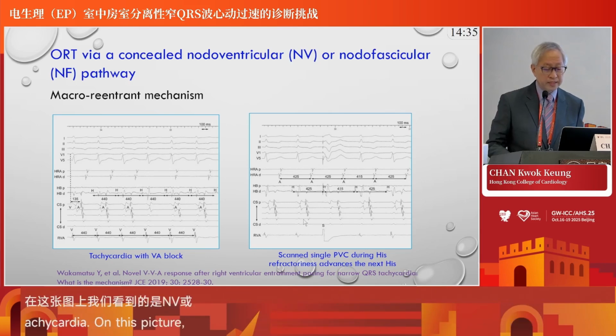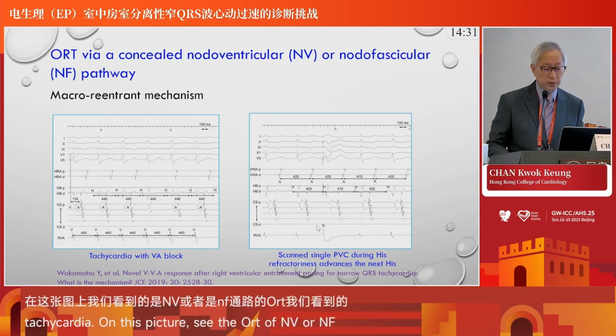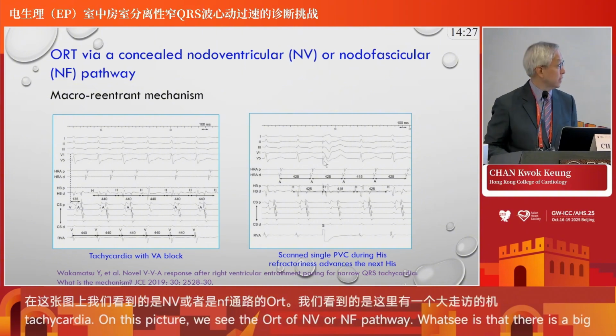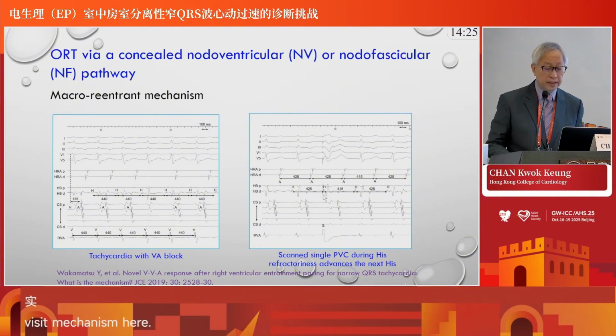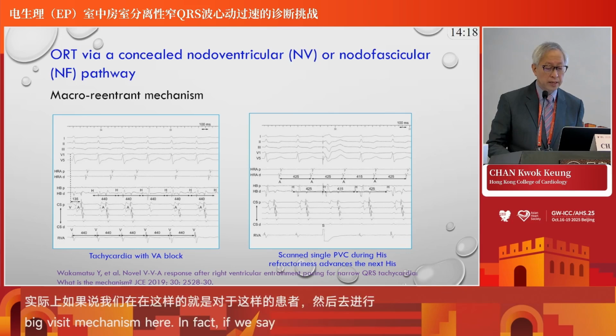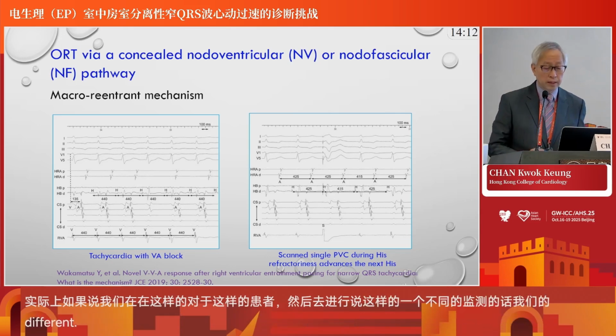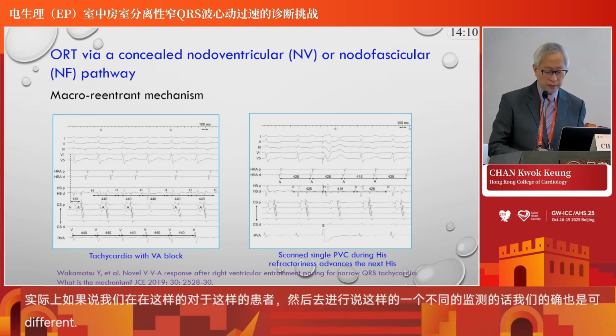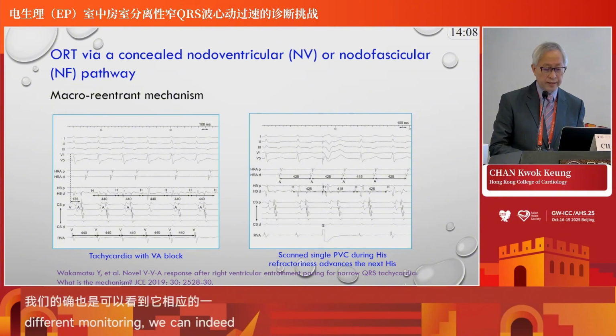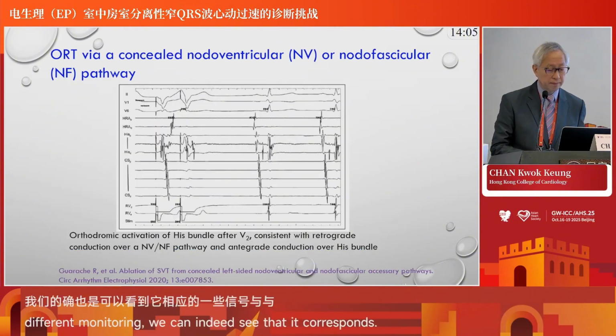And if we scan the PVC during the His refractory period, it's possible to advance the next His. So when we scan during tachycardia and the PVC occurs at the His in the His refractory interval, it can actually advance the next His, which signifies that the signal travels through the pathway as the retrograde limb and affects the next His.